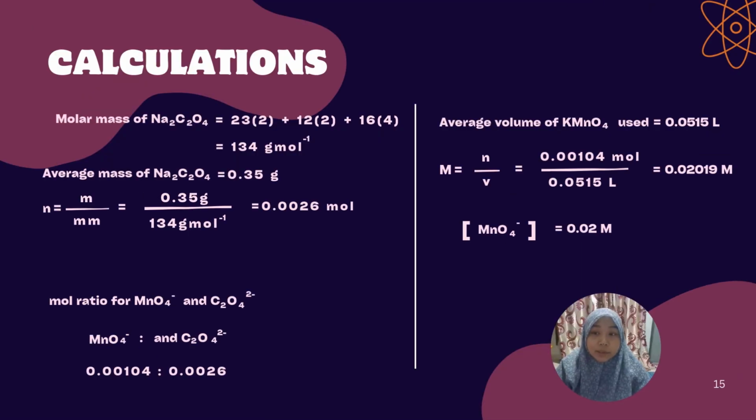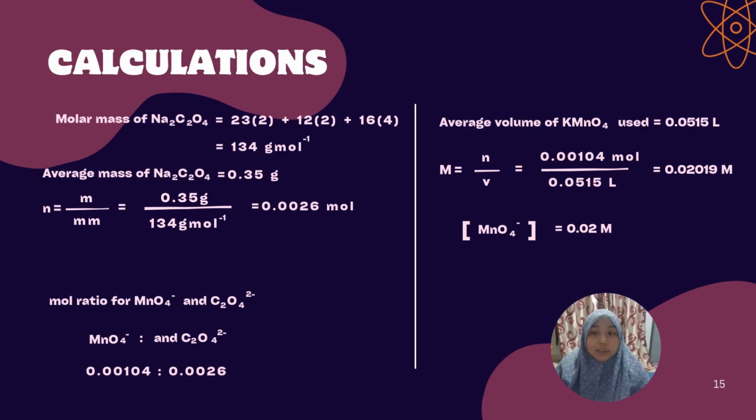First, we determine the amount of sodium oxalate used. The molar mass of Na2C2O4 is calculated by adding the atomic weights, 2 sodiums, 2 carbons, and 4 oxygens, giving us 134 g per mole. With an average mass of 0.35 g in our trials, we calculate the number of moles by dividing the mass by the molar mass. This gives us 0.0026 moles of oxalate ions.